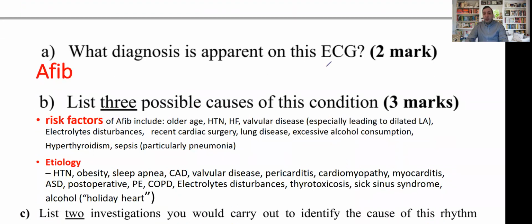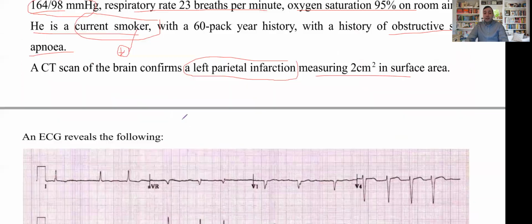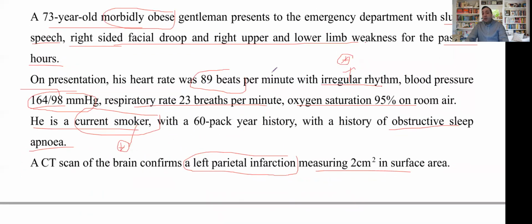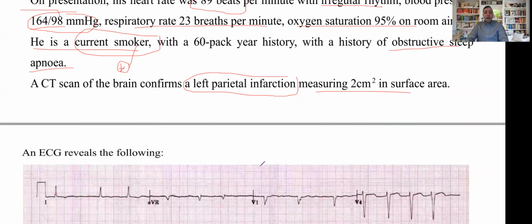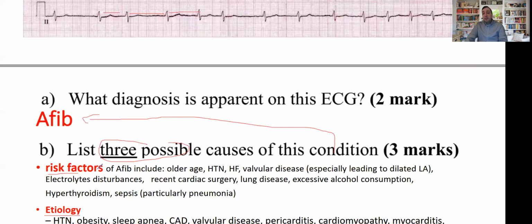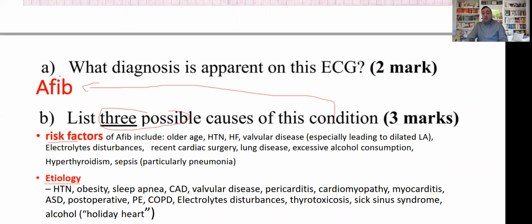List 3 possible causes of this condition. Here we have risk factors, and we have etiology. He is asking about this condition. So he's asking about atrial fibrillation. You have to be careful about this, because some students might think he's asking about the most likely diagnosis for this patient, or the most likely condition for this patient, which is the cerebrovascular accident or ischemic stroke. But here he's asking for the three possible causes of this condition, atrial fibrillation.